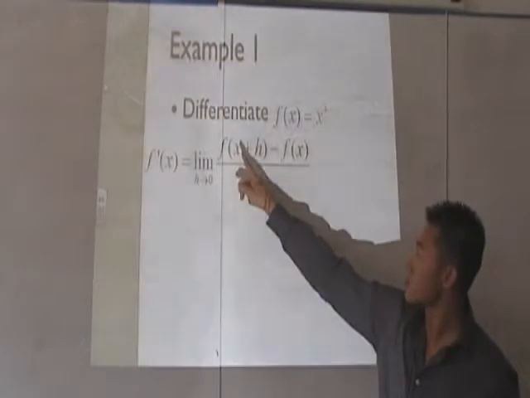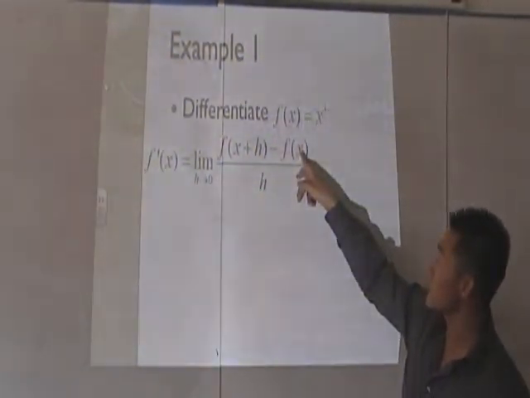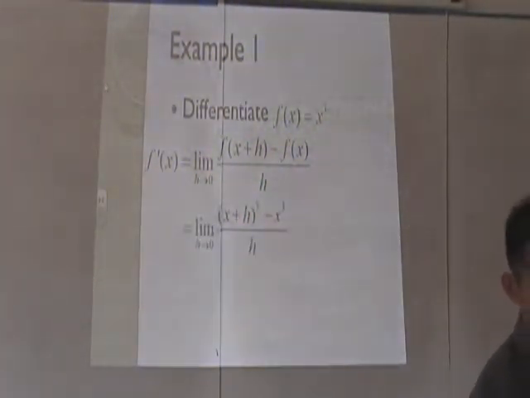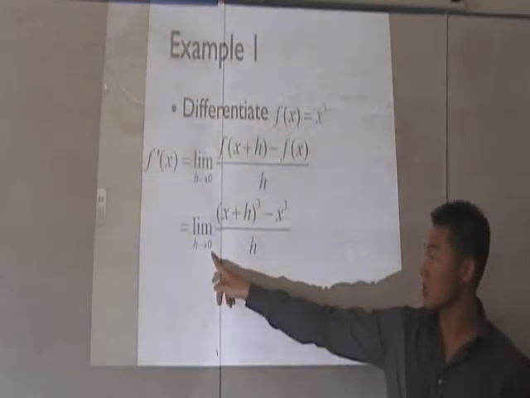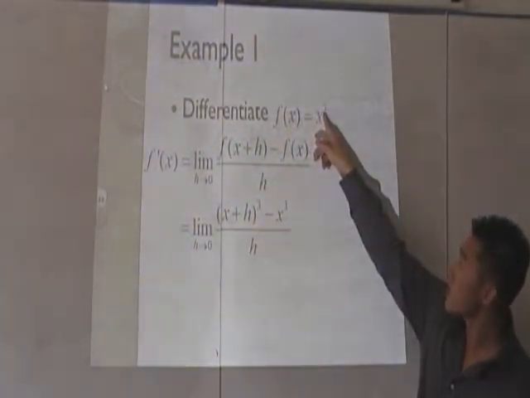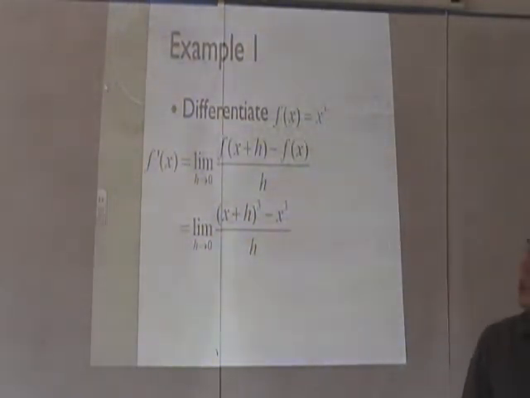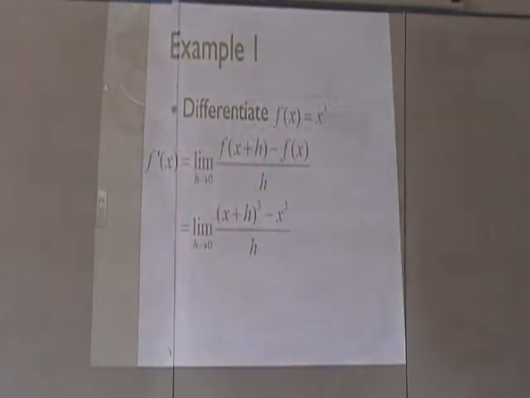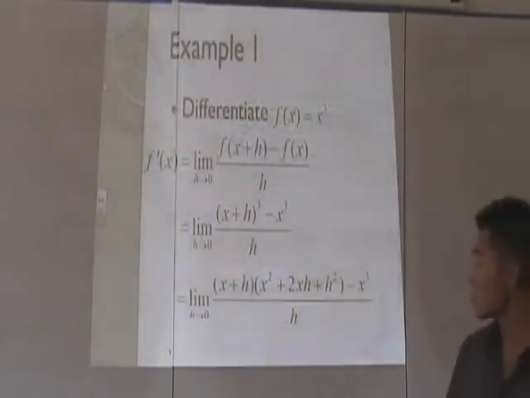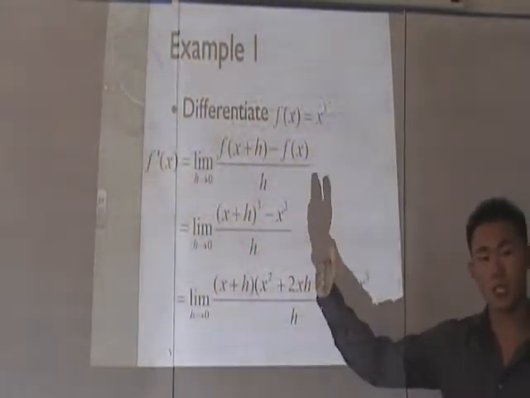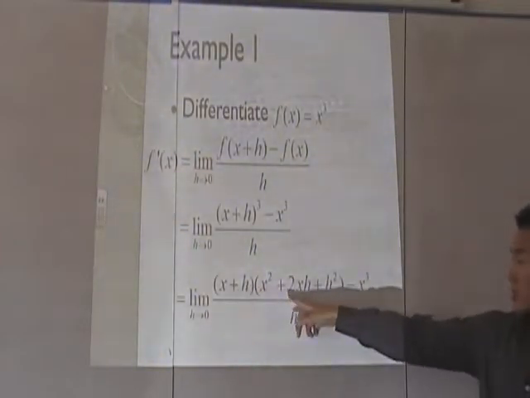So the x plus h, we plug it into this function. The x, we plug into the function here. So we have the limit as h approaches 0 of (x plus h) cubed minus x cubed, over h. Alright, and then we're going to simplify this. We're going to multiply this out. So we have x plus h times x plus h times x plus h. (x plus h) squared is this right here.